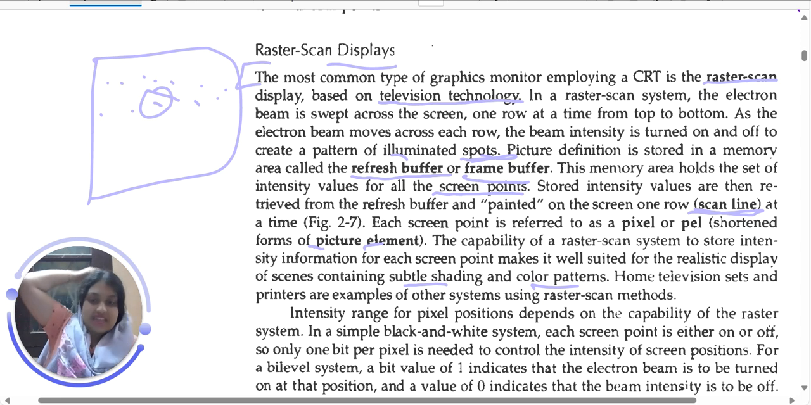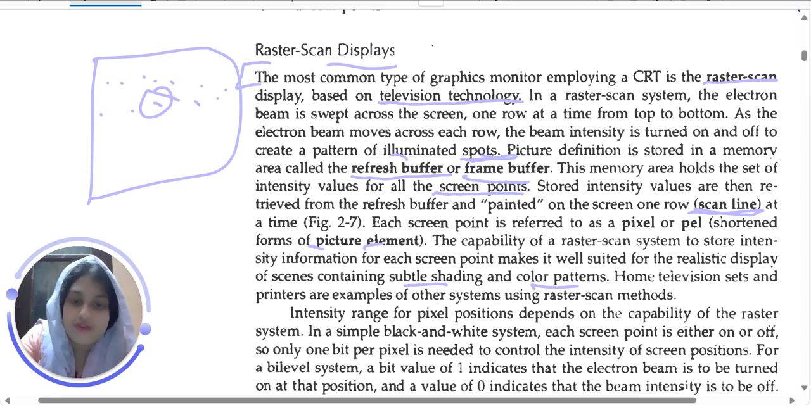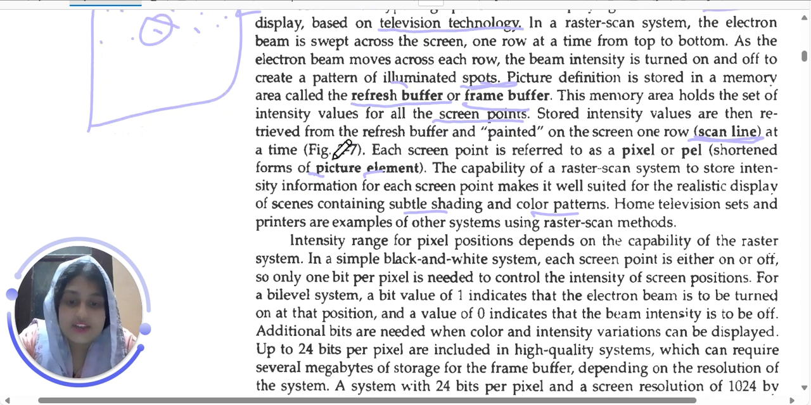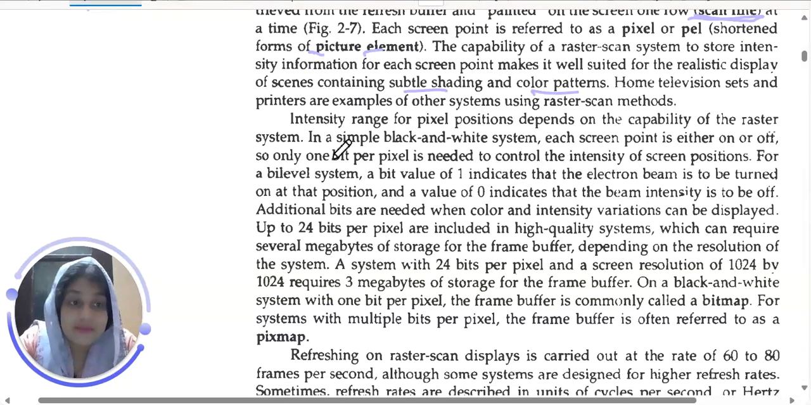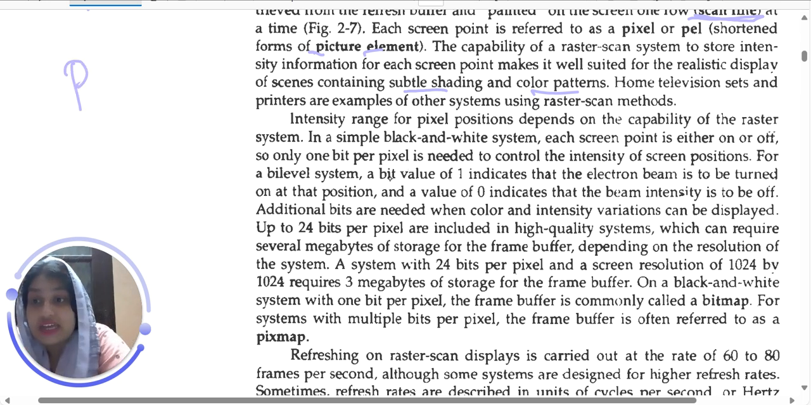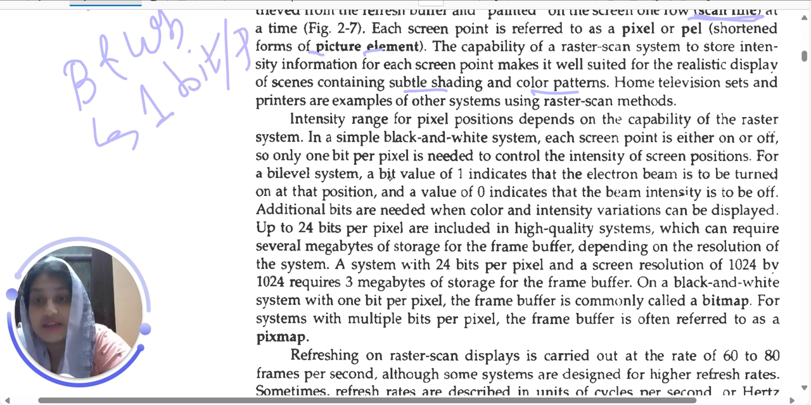Home television sets and printers are examples of other systems using raster scan methods. The intensity range for pixel positions depends on the capability of the raster system. In a simple black and white system, each screen point is either on or off, because only black and white color is there. So only 1 bit per pixel is needed to control the intensity of screen positions.